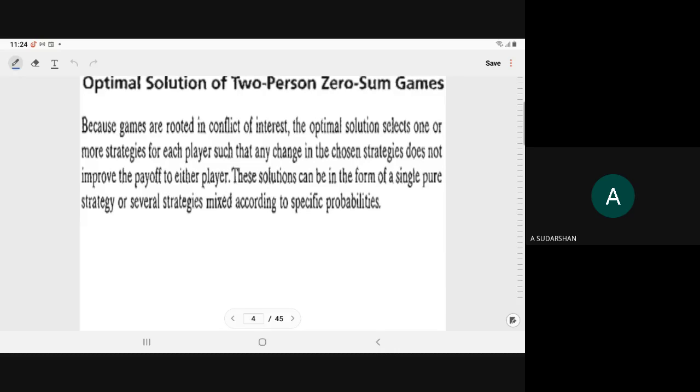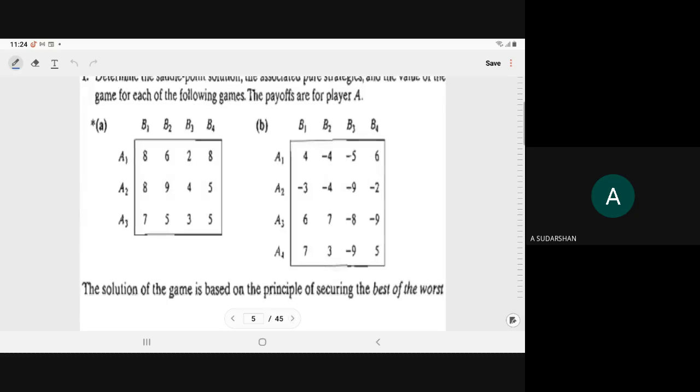Right. So this solution can be either a single pure strategy, or a mix of several strategies with associated probabilities. Means with this likelihood you use this particular strategy. So that is the optimal solution. How we can determine the solution, that we learn here.